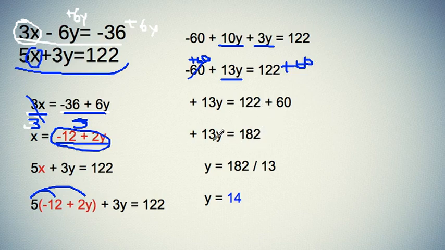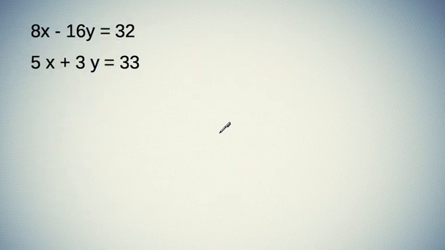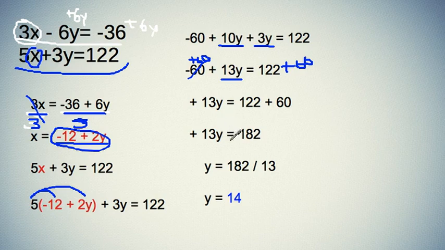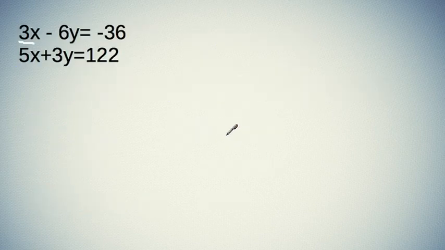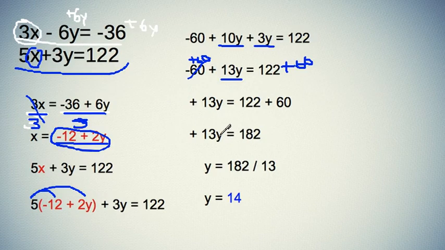And then what's going to be next? Well, the same as before. You've got a 13 multiplying the y. Okay, hold on a second. 13 multiplying the y. So what's going to be next? I've got to divide both parts by 13. There you go. And then you divide 13 by 13, that cancels out, and then 182 divided by 13 gives us 14.